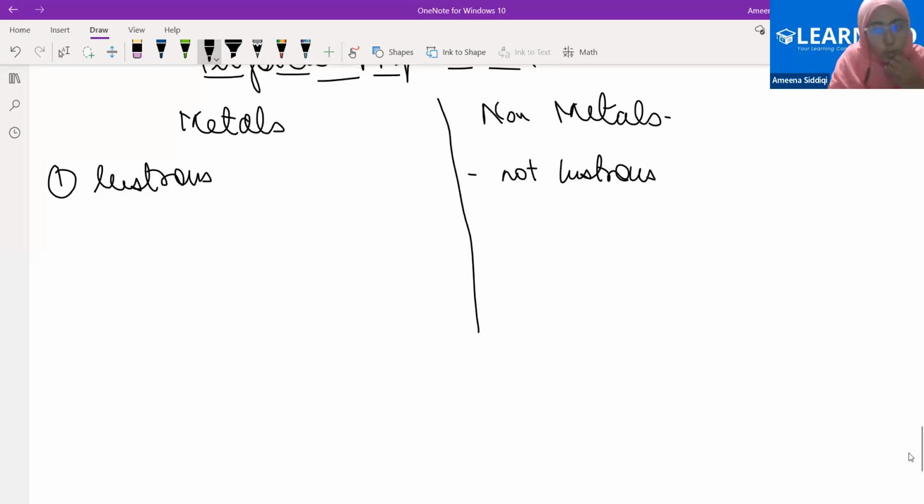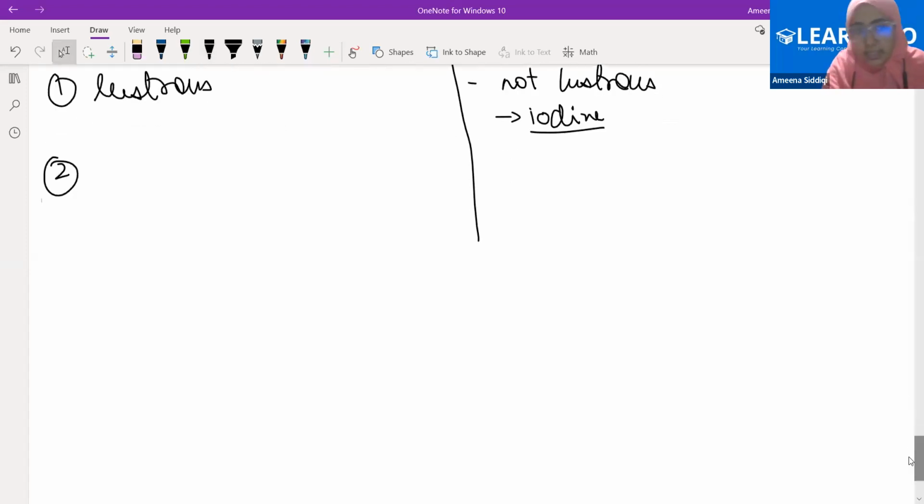An exception to non-metals is iodine. Iodine is a non-metal, but it is lustrous. It shows the shining effect. Please keep on noting the exceptions, very important. Yes, ma'am. Is it clear?